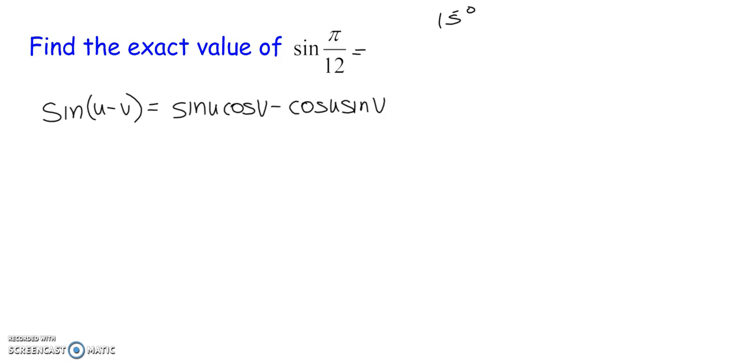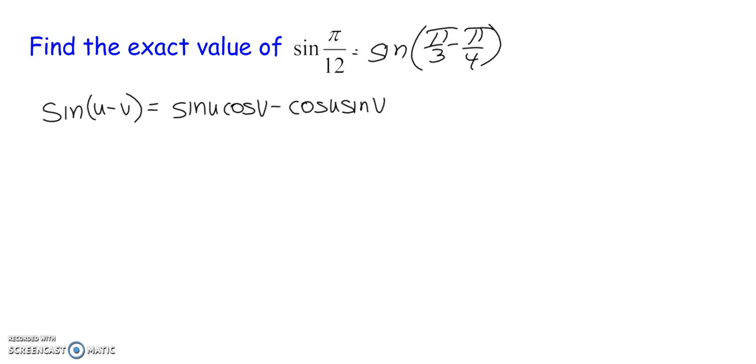And what could I subtract to get pi over 12? Well, if I take pi over 3 and subtract pi over 4, that's going to be pi over 12. So what I'm really looking at here is the sine of pi over 3 minus pi over 4. This is subtraction, so order matters here. So be extremely careful with your order.